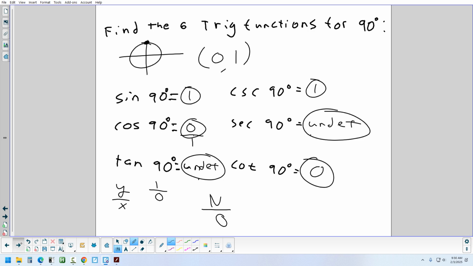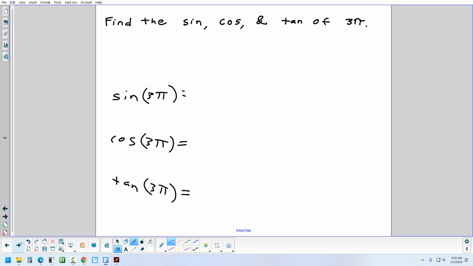All right. Let's try just the sine, cosine, and tangent of 3 pi. What is that? 3 pi.